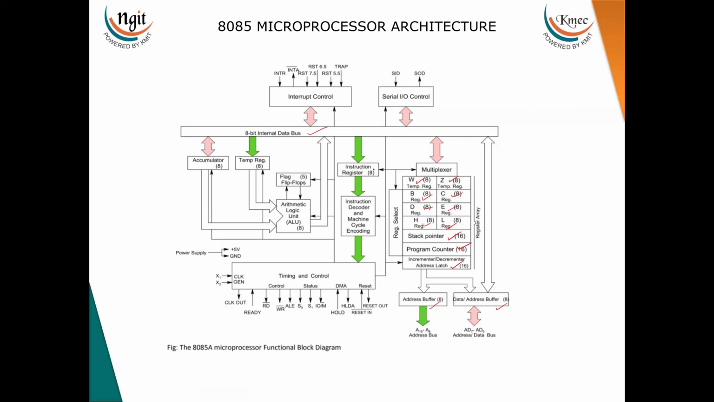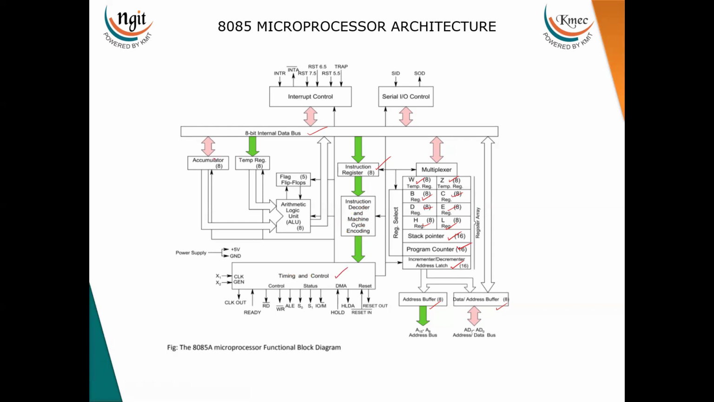Now coming to the instruction register. Now if the processor has fetched the opcode, that opcode will be loaded into the instruction register. After that, it will send the opcode to the instruction decoder. It will decode the opcode, and then depending upon that, it will generate the machine cycles. Now again, it will connect it to the timing and control signals. What is this? I will explain later.